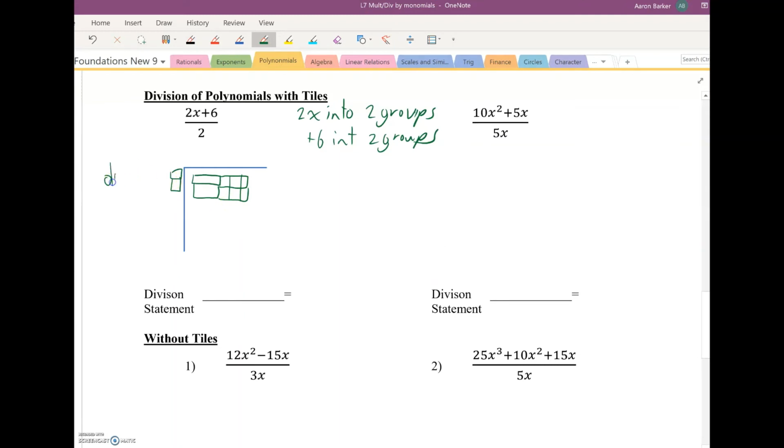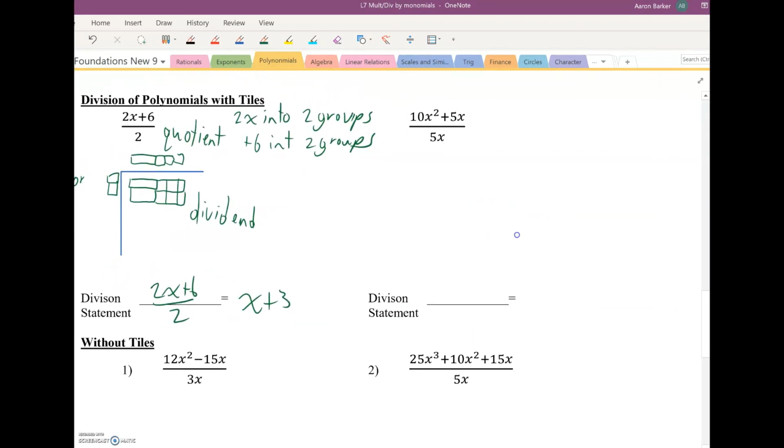This is your divisor. This is your dividend. And the last one, your answer, is the quotient. And so it's the length of this rectangle that you have to arrange. And so for your division statement, 2x plus 6 divided by 2 equals x plus 3.